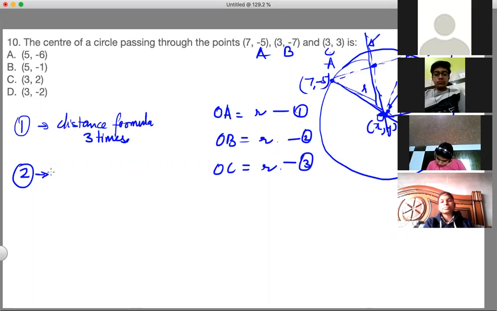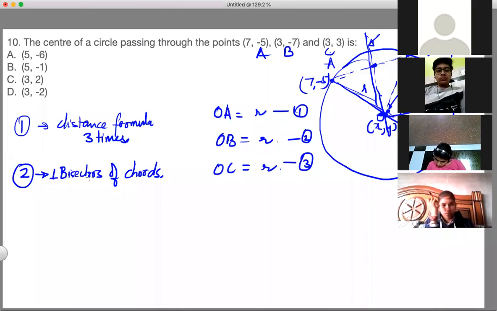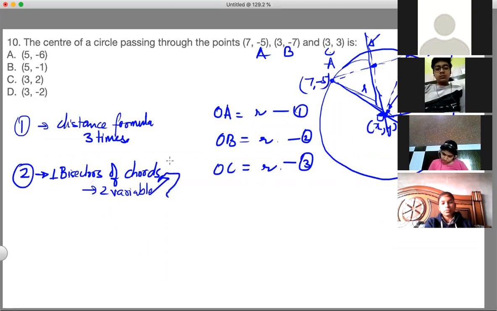Okay. Perpendicular bisector of chords. That is our second method. The benefit is two variables. Only x and y. What is the third method?